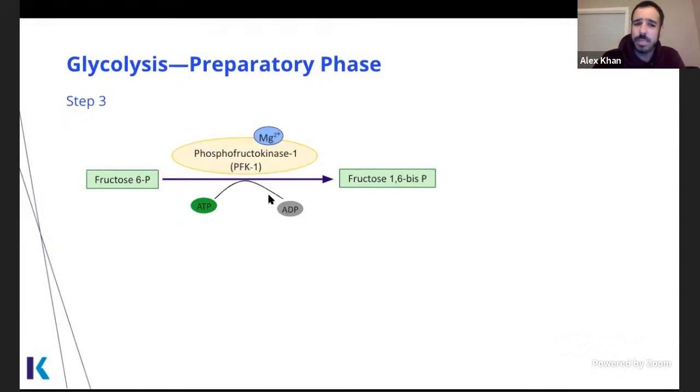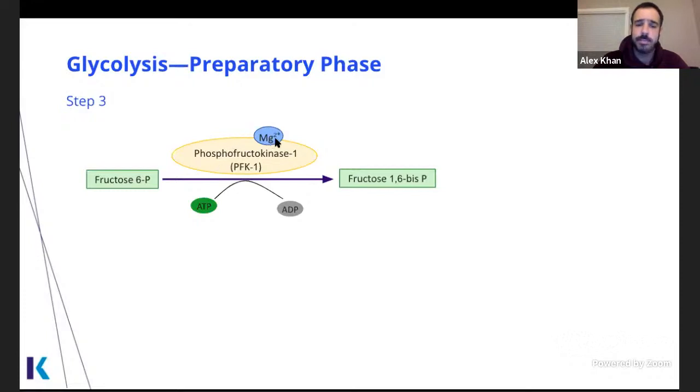Who has helped us do this? Well, it's our friend phosphofructokinase 1. For short, we call it PFK1. This is the master enzyme in glycolysis. Why do we call it the master enzyme? Because it is the rate determining step. Once this gets going, well, we're going.